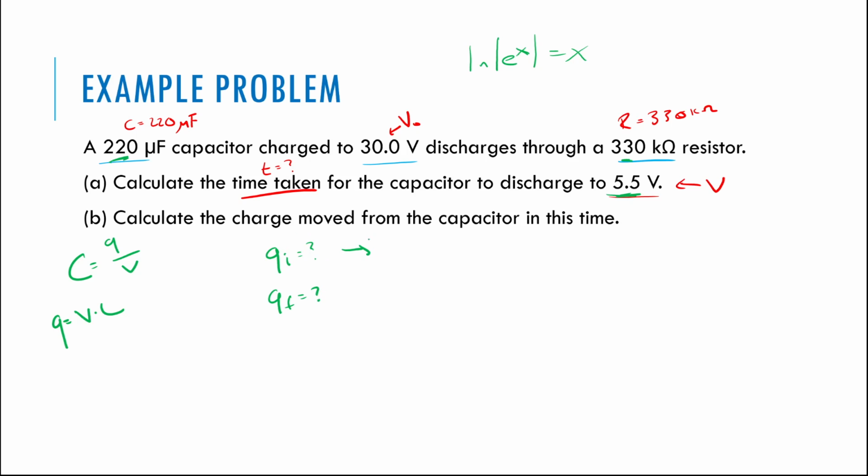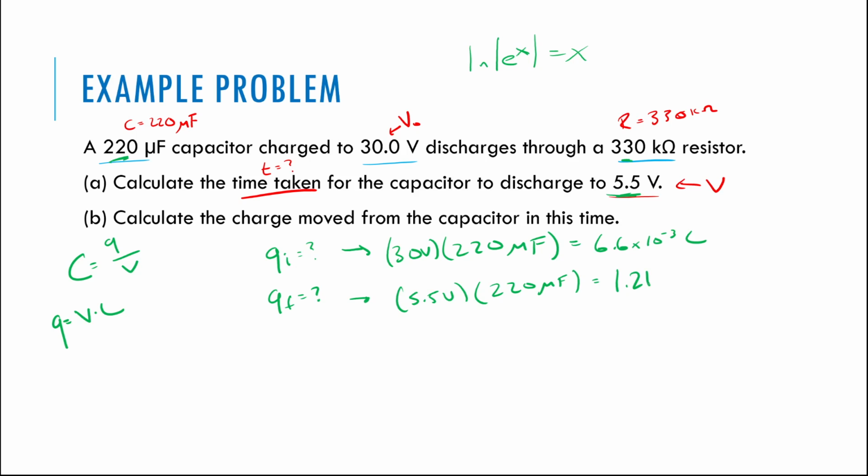Yeah. So all I got to do is use this equation twice. In the beginning, it had a charge equal to the voltage across it, 30 volts, times the capacitance of the capacitor, 220 microfarads. And that gives me 6.6 times 10 to the minus 3 coulombs of charge. And then at the end, I had 5.5 volts across my capacitor, same capacitance. Multiply. Remember, that's 10 to the minus 6. So that's really 220 times 10 to the minus 6. And I get 1.21 times 10 to the minus 3.